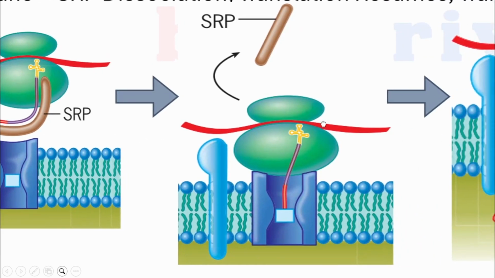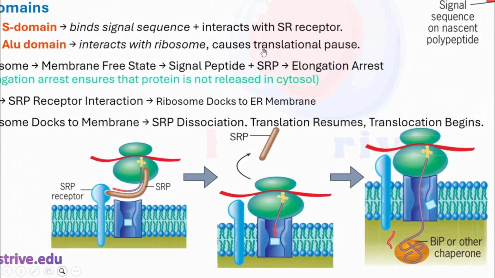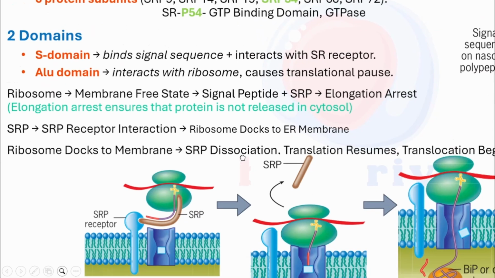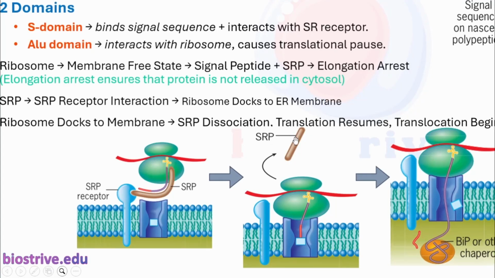And when ribosome docking takes place, there is GTP hydrolysis of this SRP. Now, what is the site of this GTP hydrolysis? Where is this GTP bound in the first place? This GTP is bound with this P54 protein subunit of the protein part of this ribonucleoprotein, and when this GTP hydrolysis takes place, the SRP particle dissociates and moves away. When this particle moves away, the process of translation resumes, and the process of translocation will also start right away.